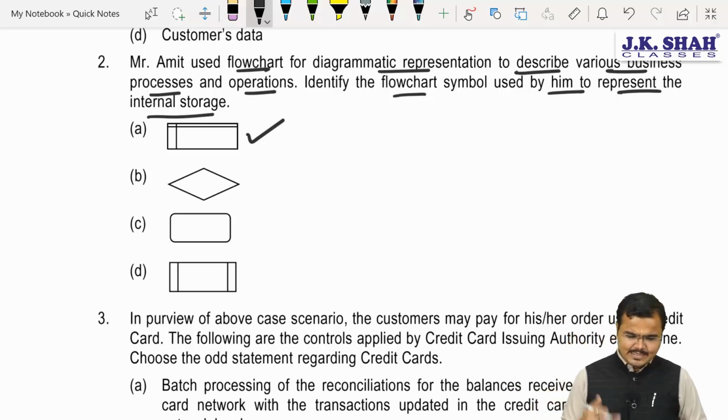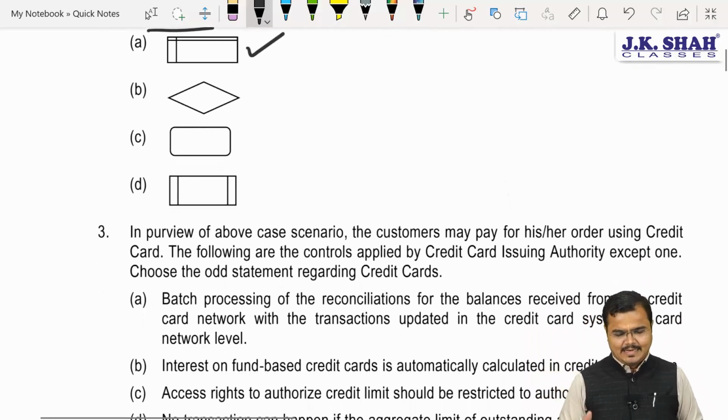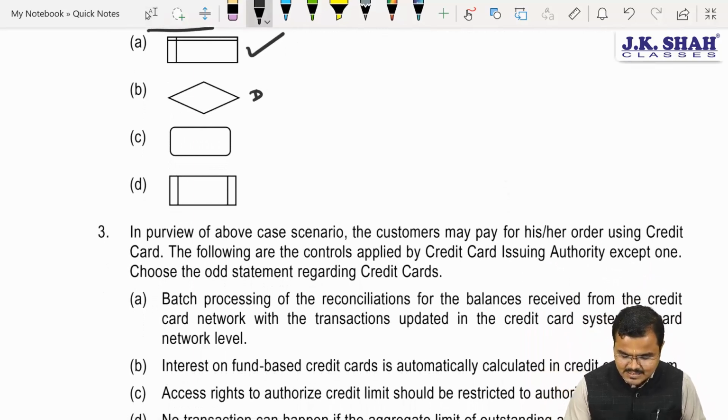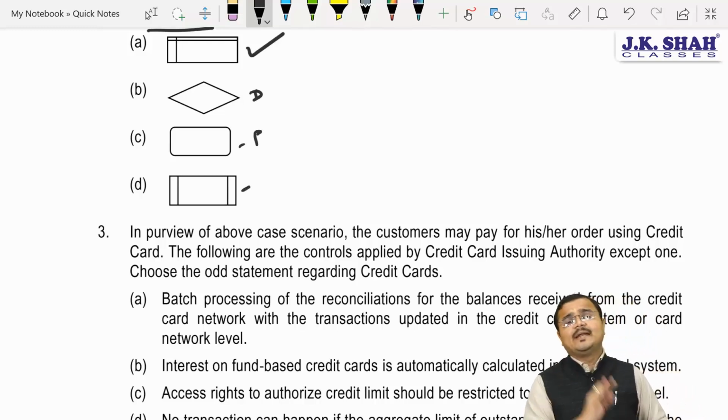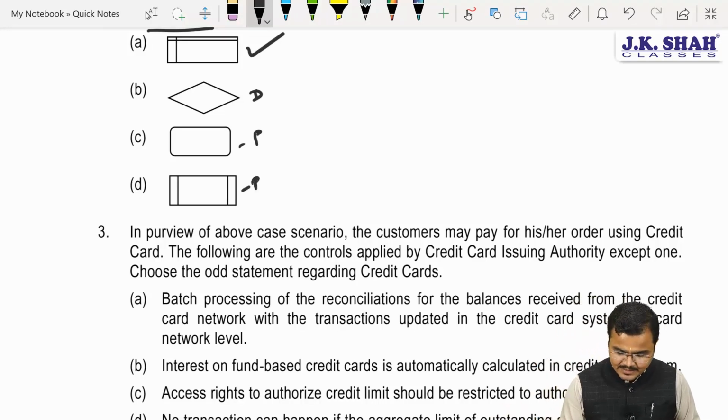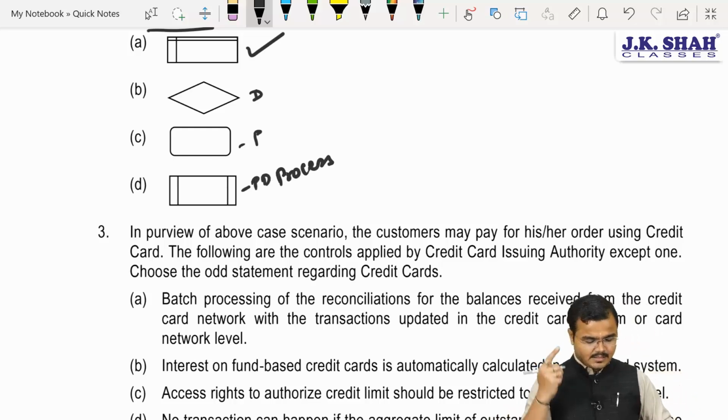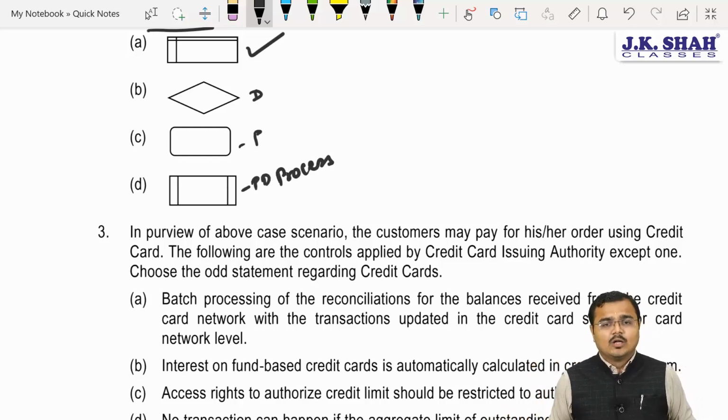As well as the others, I hope you remember. Obviously this is used for the decision box, this is generally the process box, and this is used purely for the predefined processes. Okay, yes sir, it's a predefined process. Okay sir, now we remember all these four.